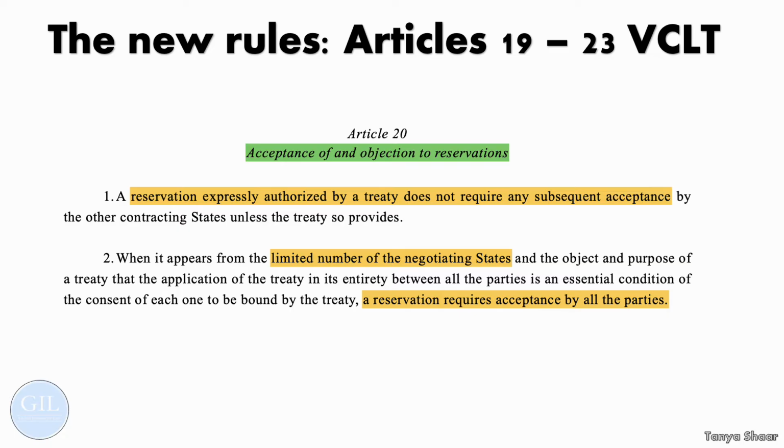On the other hand, Article 20, subsection 2 states that if there are a limited number of negotiating states, the acceptance of a reservation must be communicated and all states must accept the reservation in order for it to have any legal effect. This reinforces the unanimity rule, however, in a limited scope and only applying to treaties where there are a limited number of negotiating states.